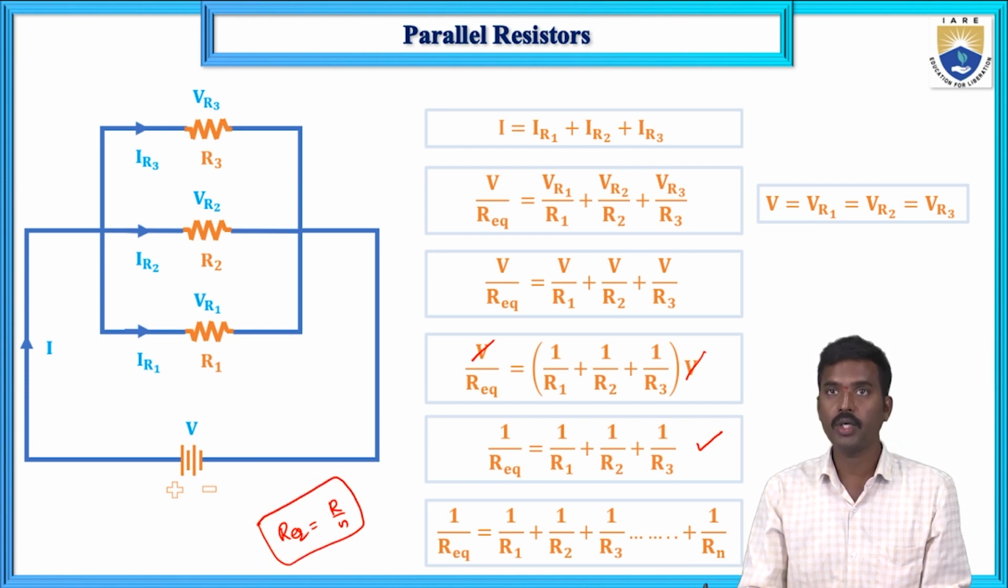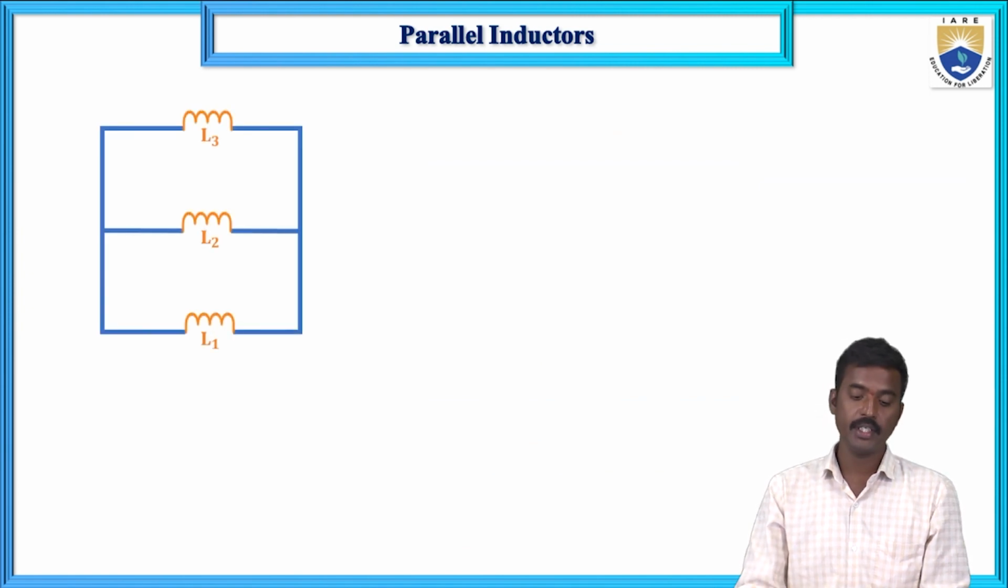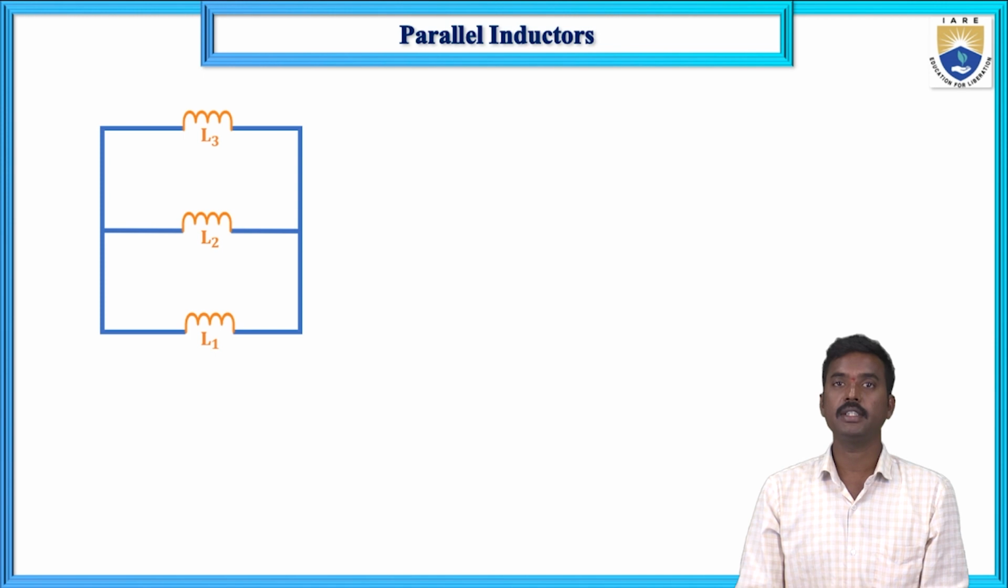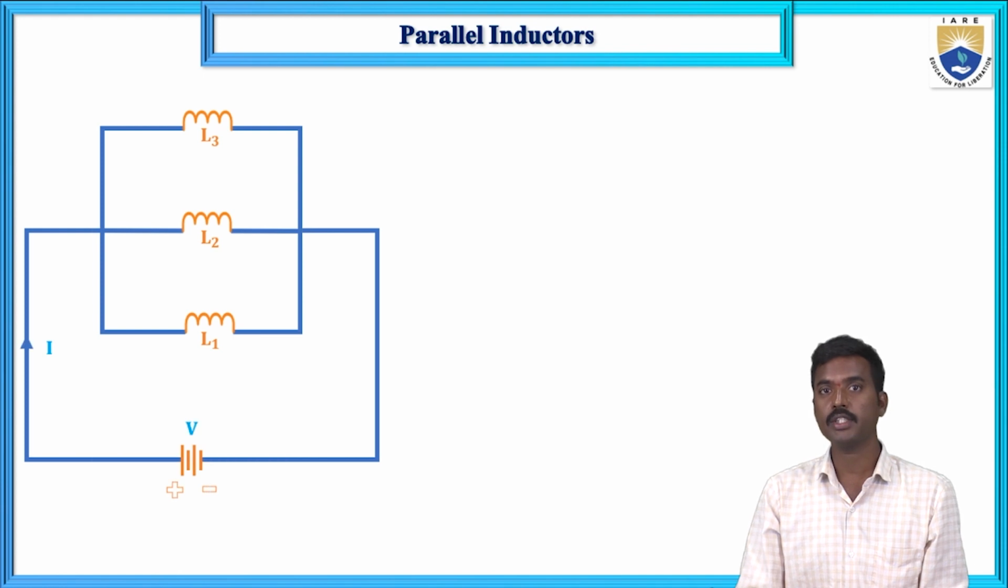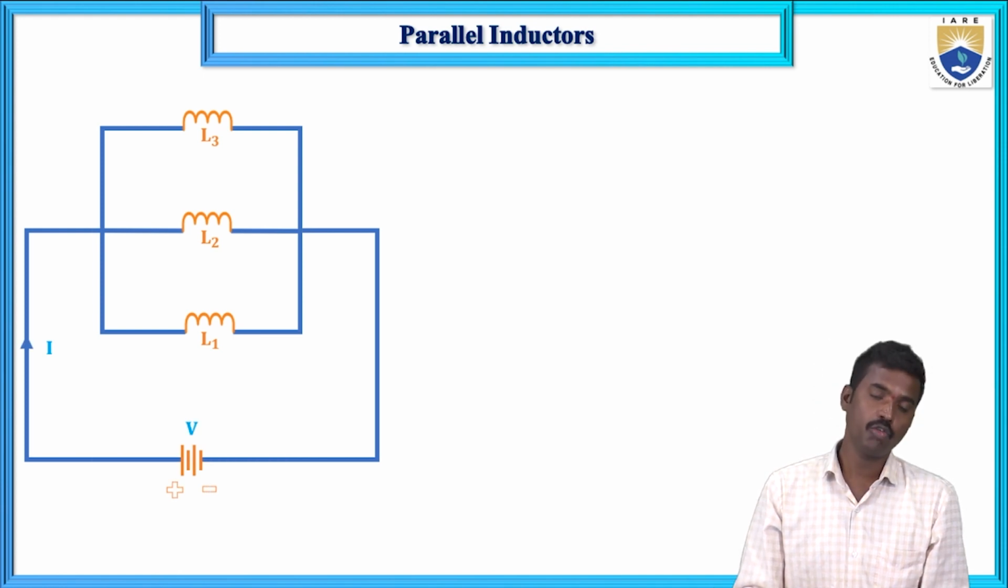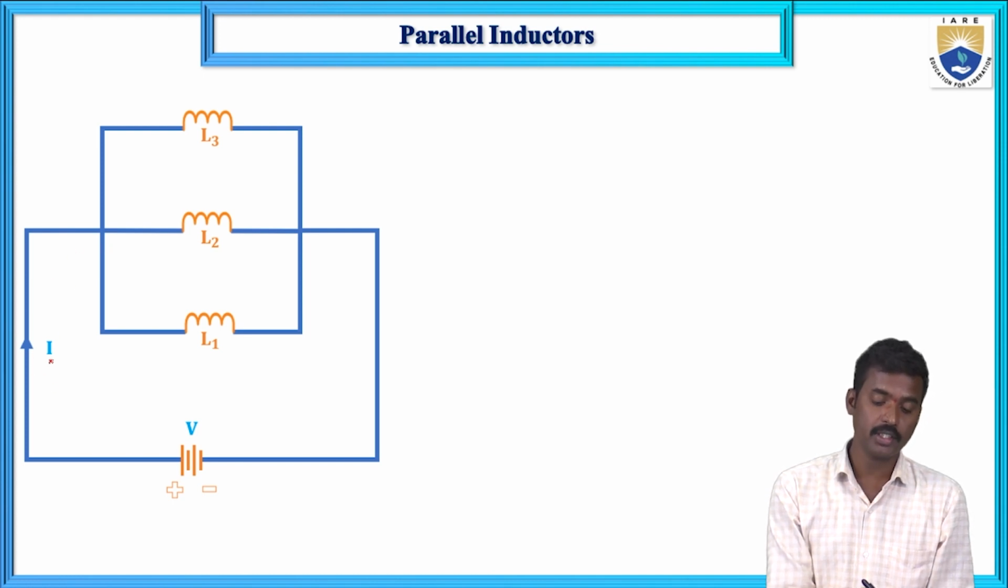Now moving on to the parallel inductors. Sorry, not series. Three inductors are connected in parallel. The whole circuit is connected across supply voltage V. The current flowing through this circuit is I. The total current is I.